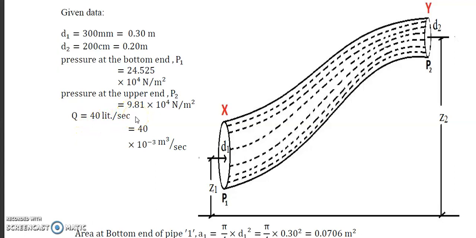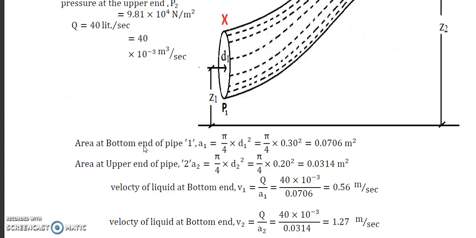So you have to convert liter to meter cube. So how to convert? You have to multiply by 10 to the power minus 3. So 40 into 10 to the power minus 3, that will come meter cube per second. Then you have to convert liter per second to meter cube per second, so you have to multiply by 10 to the power minus 3.